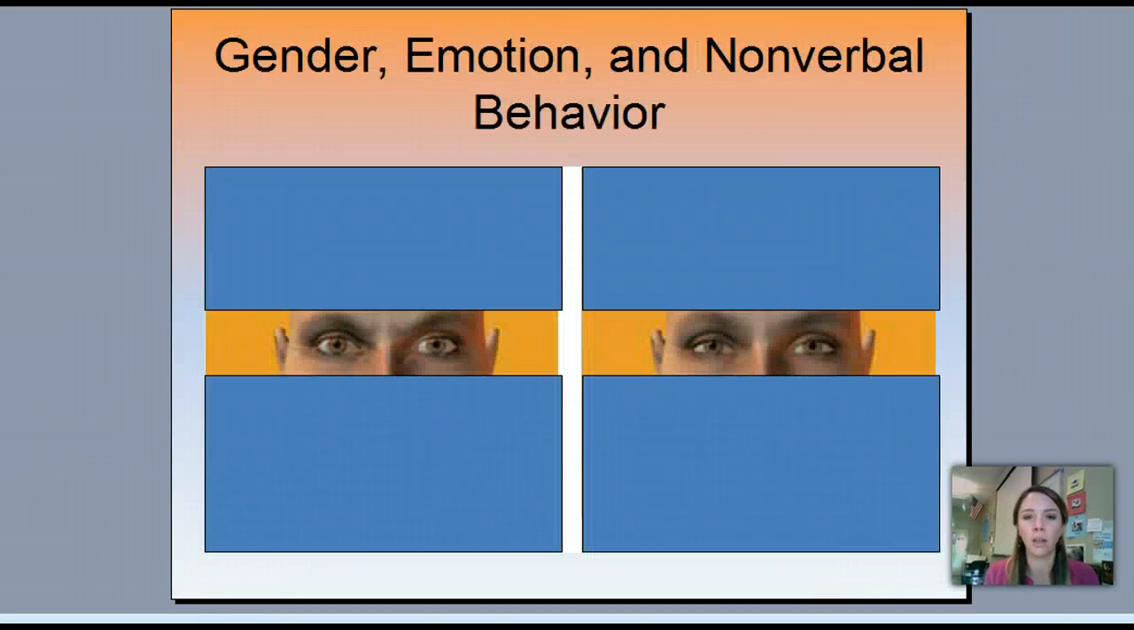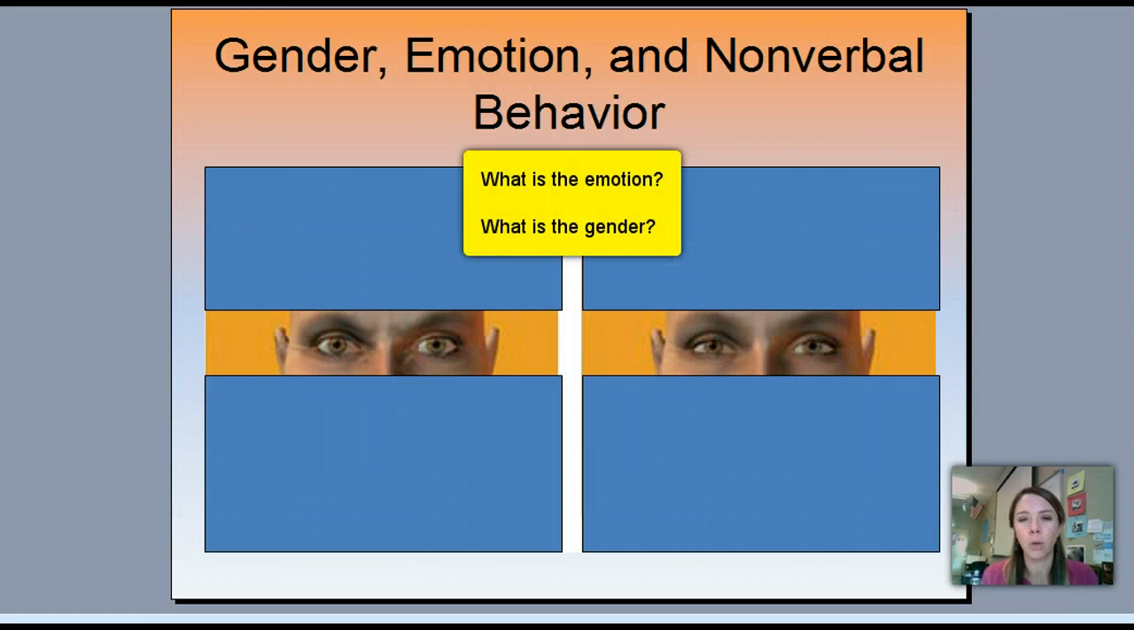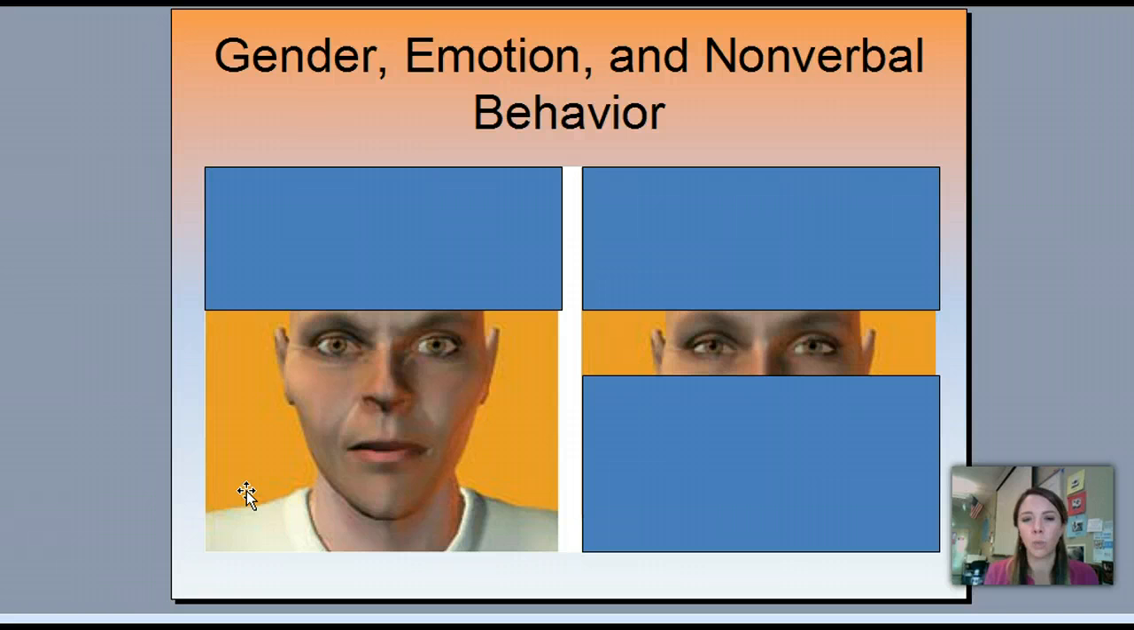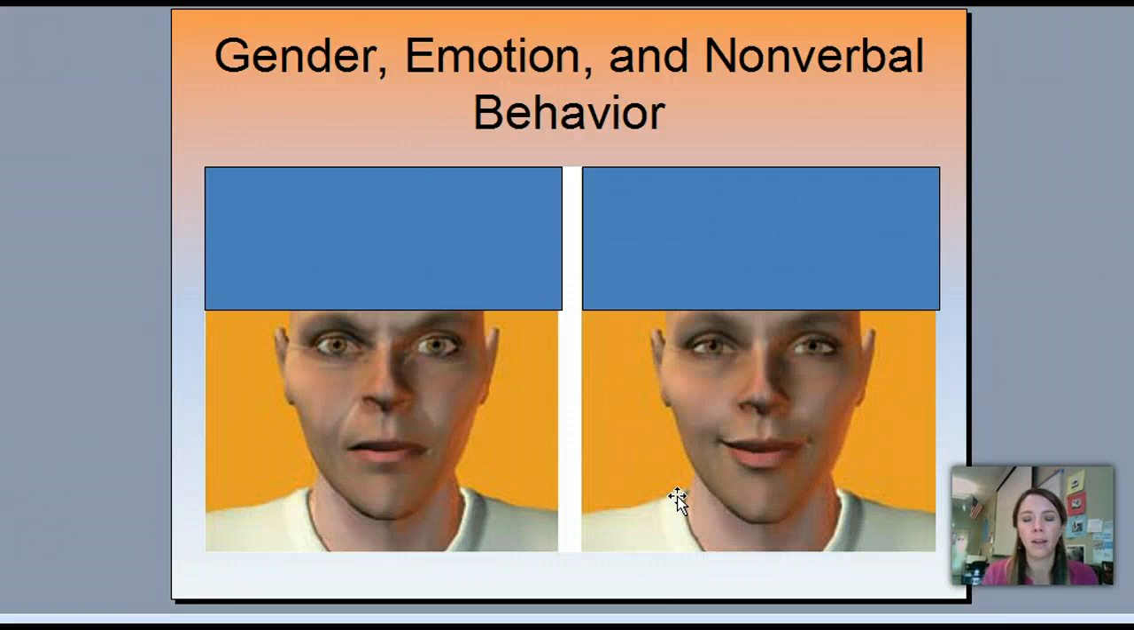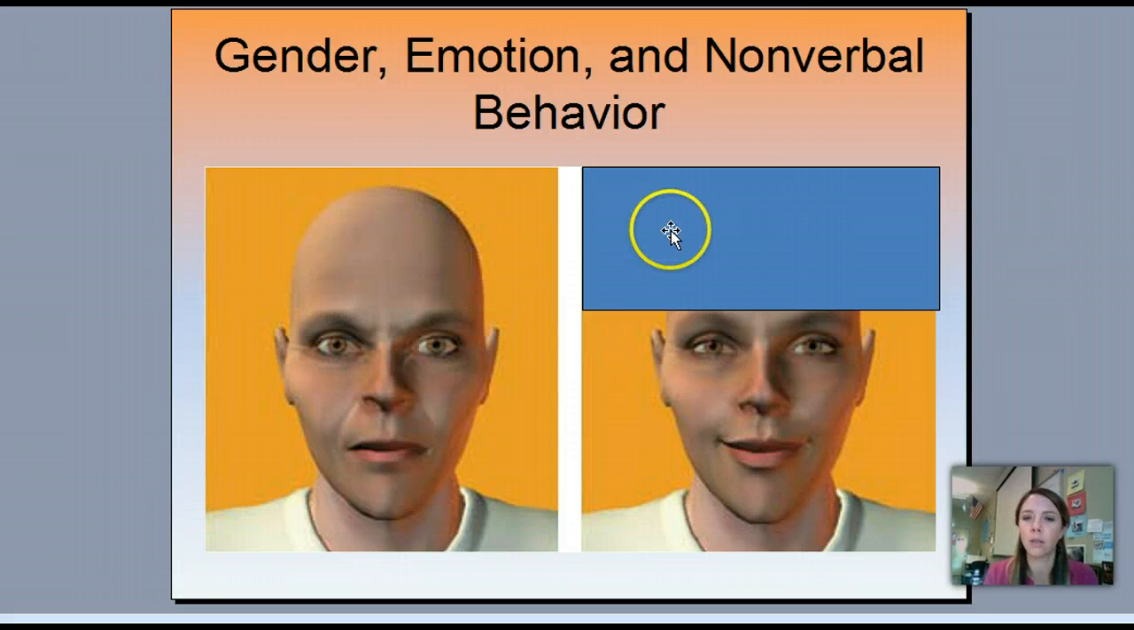Let's look at gender and faces. So again, I want you to ask yourself two things. What is the emotion being expressed, and what is the gender of this person? So what is the gender? Are they a boy or a girl? And what is their emotion? If you're anything like people that psychologists tested, you probably said that this person was angry and a man, and this person was a happy woman. Now, the weird thing is that these are gender neutral faces.